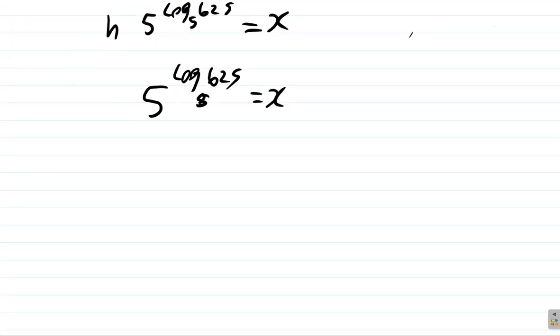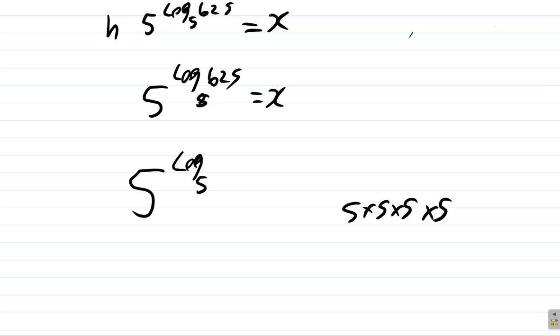Let me see something here. This is 5 to the power of the log with a base of 5 of 625. Can 625 be written as 5 to a power? Let's see. 5, 5 is 25, 25 times 5 is 125, 125 times 5 is 625. So there are 4 fives here. So 625 is 5 raised to the power of 4, and that is equal to x.